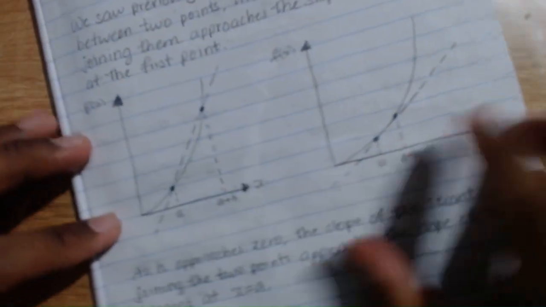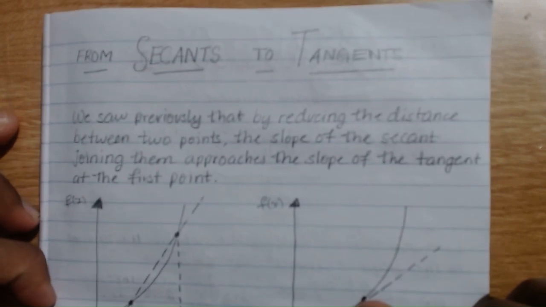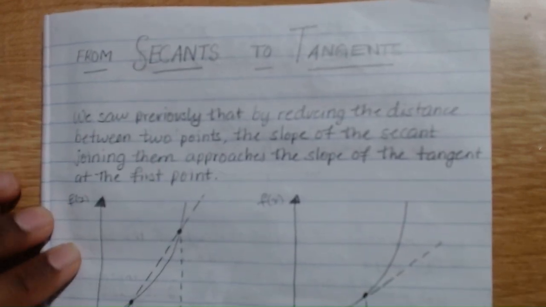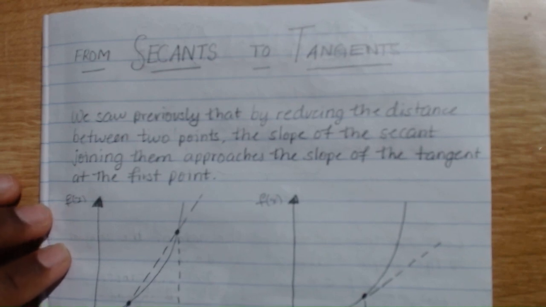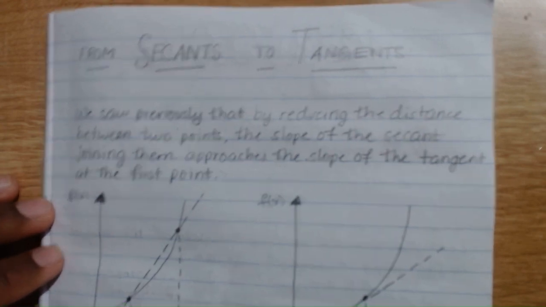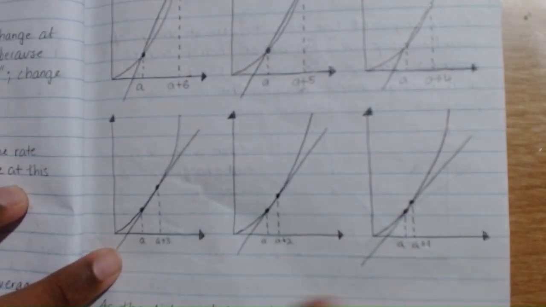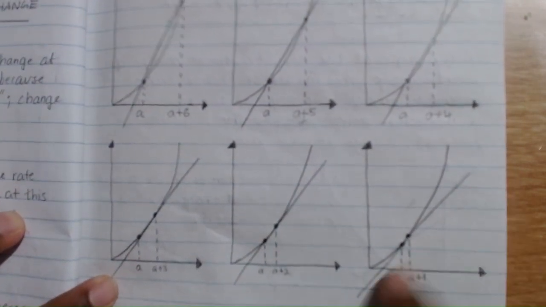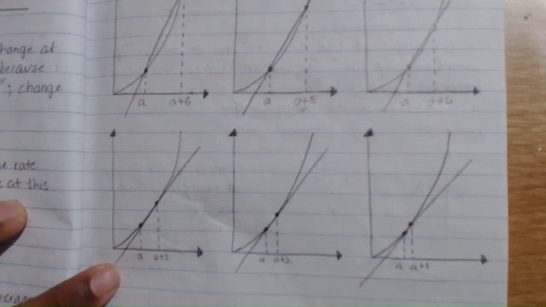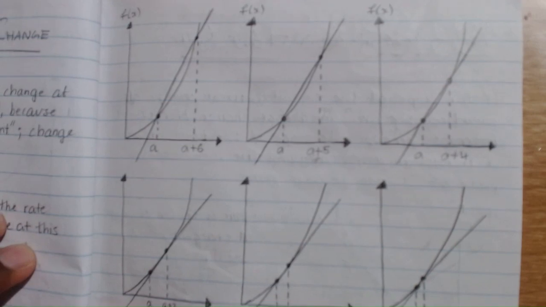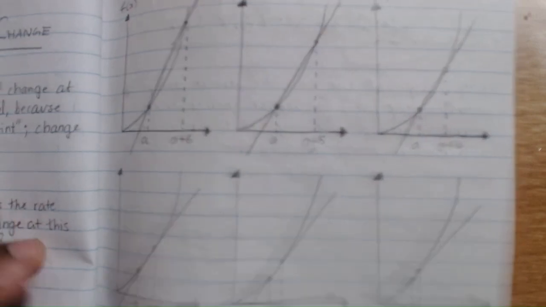But let's continue. So on the next page, from secants to tangents, let's read. We saw previously that by reducing the distance between 2 points, the slope of the secant joining them approaches the slope of the tangent at the first point. So that's what we saw before. The slope of the secant joining the 2 points gets better and better, and it gets closer and closer to the slope of the tangent as the distance between the 2 points decreases. So that's basically what that paragraph is saying.